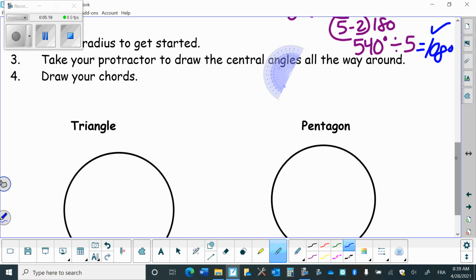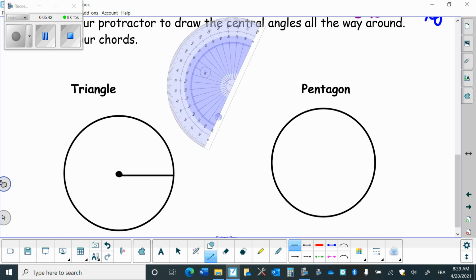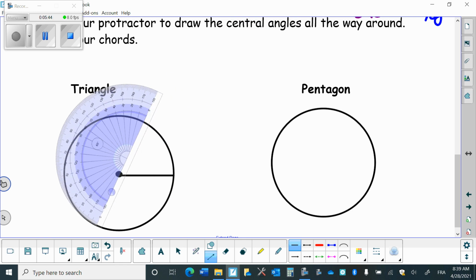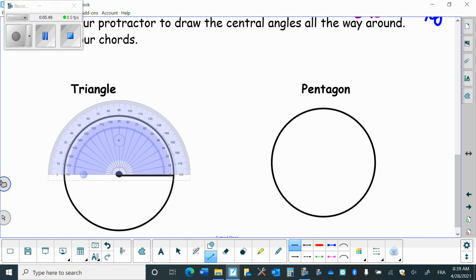You can just eyeball that. I'm not asking you to use your compass here. If I look at my smartboard, I always have a habit of starting my radius on the right-hand side. That is my center, okay? That's my radius. Now I'm going to use that as a base to draw my first 180 degrees. So take your protractor and go get 180 degrees.